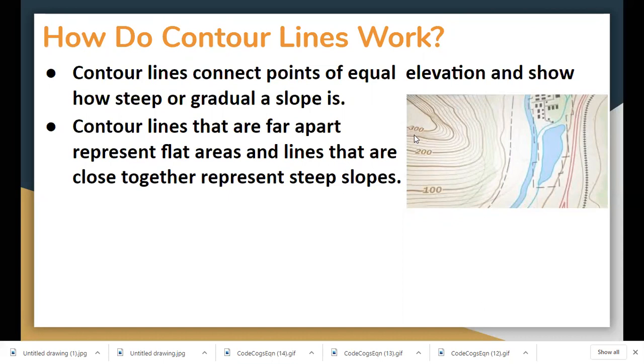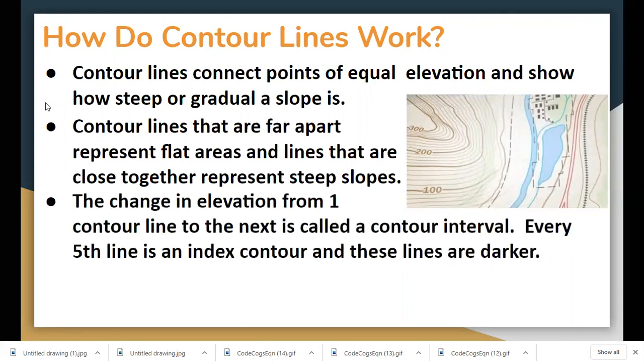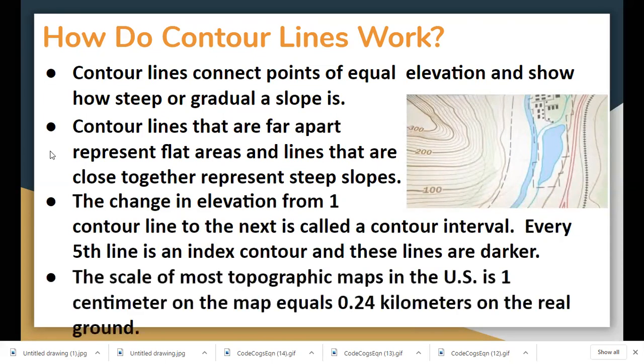You could see some steeper slopes over here. They're closer together. You can see some flatter areas maybe over here. The change in elevation from one contour line, so one of these lines to the next, is called a contour interval. Every fifth line is an index contour. It's darker, see? And these lines are darker. The scale of most topographic maps in the US is 1 centimeter on the map equals 0.24 kilometers on the real ground. So you'd have 1 centimeter between here and the line, and that would represent 24 hundredths of a kilometer.